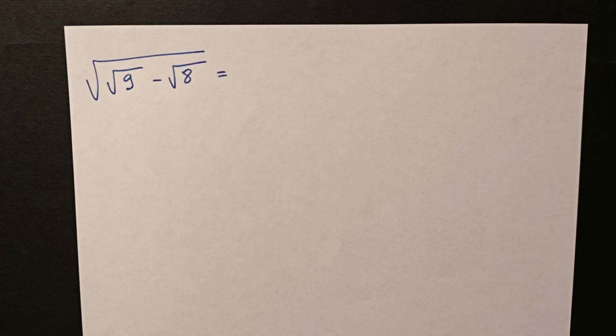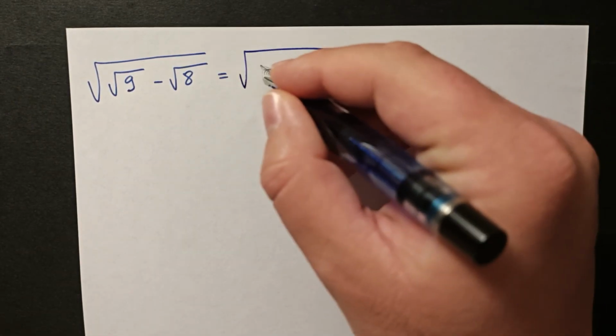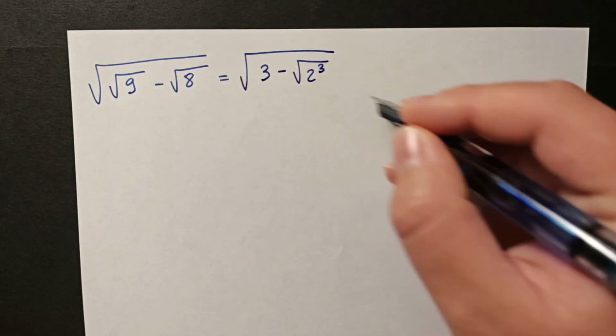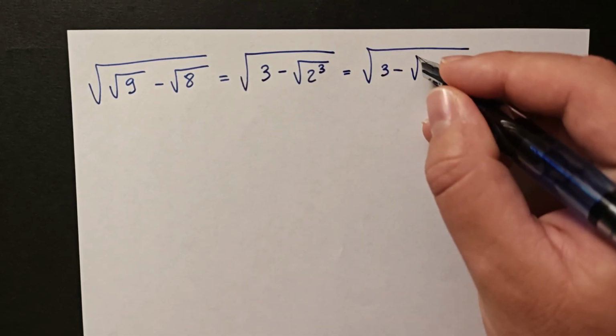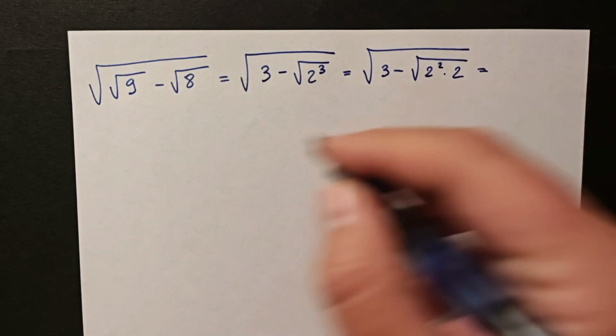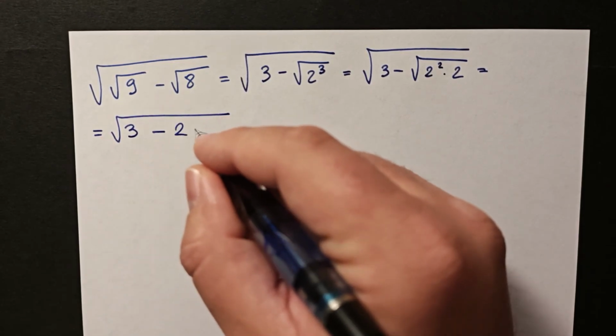In this video, I want to show you how to solve problems like this one, which from time to time make their appearance on various tests on all sorts of levels of one's journey in mathematics. As you can see here, the square root of 9 is 3 and 8 we can represent as 2 cubed. Well, this is then equal to a square root of 3 minus the square root of 2 cubed, which is 2 squared multiplied by 2, and that is going to give us the square root of 3 minus 2 square roots of 2.